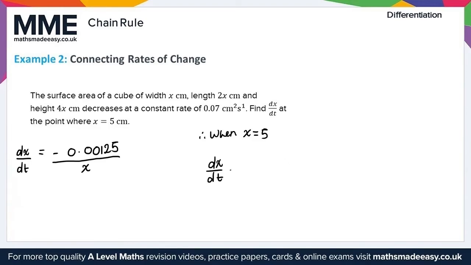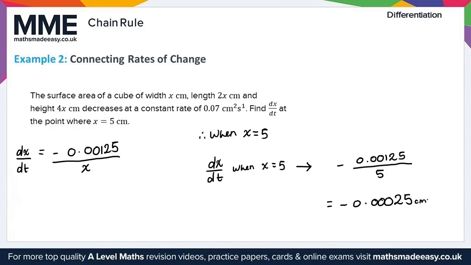So dx by dt when x equals 5 would give us minus 0.00125 divided by 5. If we calculate that, that'll give us minus 0.00025. And don't forget our units here, we just note those down. And that gives us the solution to example 2 on the chain rule.